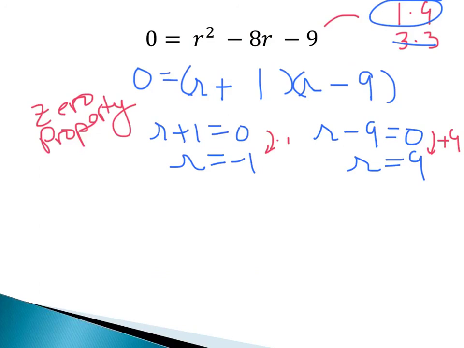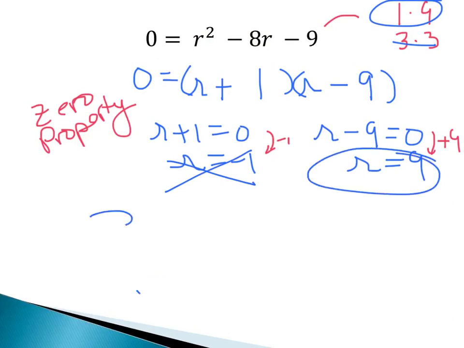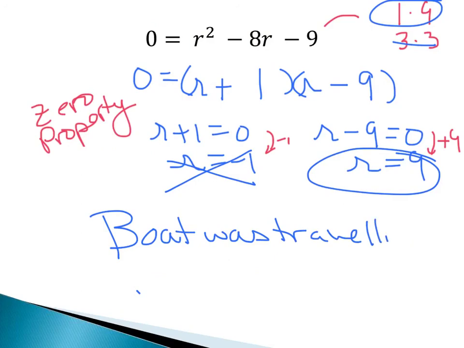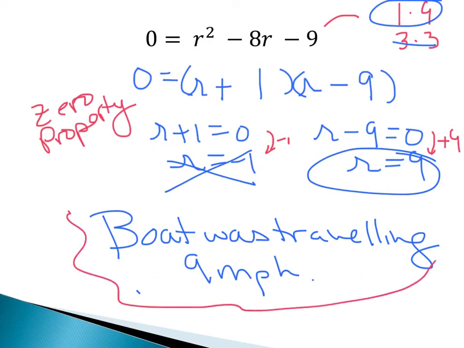Okay, now, we have to stop and think. The original problem was talking about a rate. For us, we cannot have a negative rate. We're going to throw that one out. What that means is that we keep this one, and the boat was traveling 9 miles per hour. And you're done.